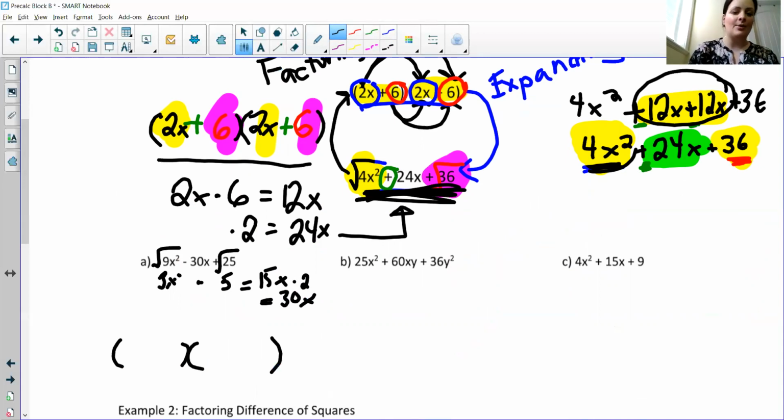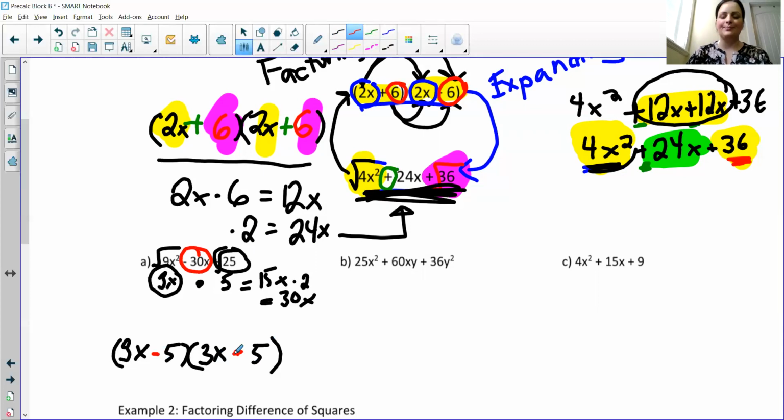We've already figured out what the square root of the first term is. It's 3x, so that goes at the beginning of each bracket. And we've already figured out the square root of 25. That's a multiplier. And it's 5. The only other thing we have to do is determine what is the sign. So this middle term was negative 30, which means that it's going to be negative 5 in both brackets. How can you check that you're right?